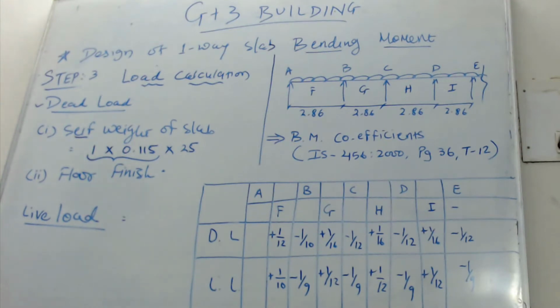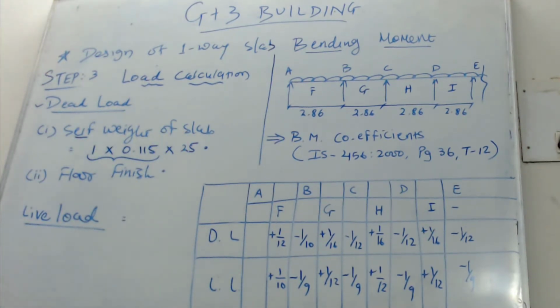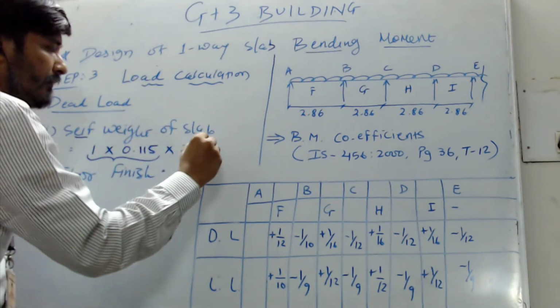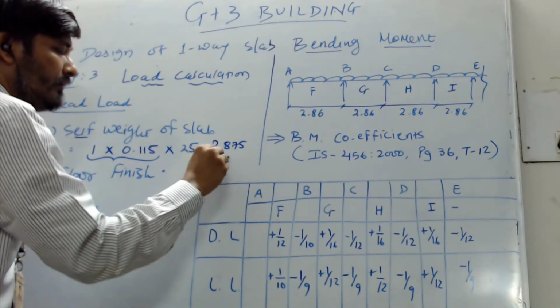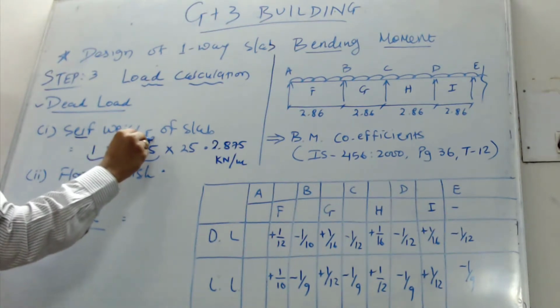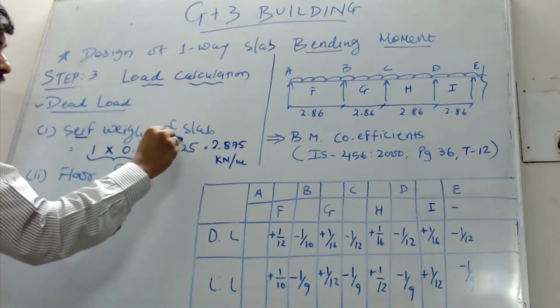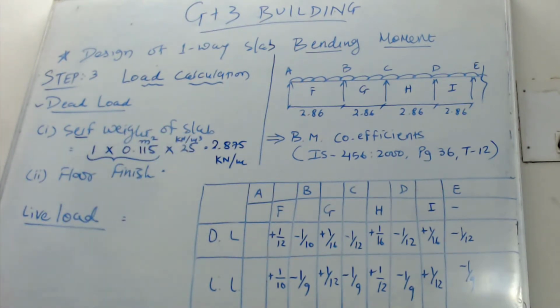If you find this, the answer will come out to be 2.875. The unit will be kilonewton per meter, because this is a meter square and this will be kilonewton per meter cube. So ultimately the unit will be kilonewton per meter. So per meter of slab, this much load is acting due to self weight of the slab, 2.875.